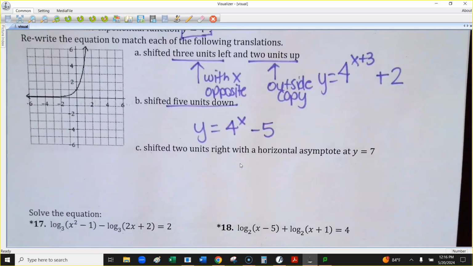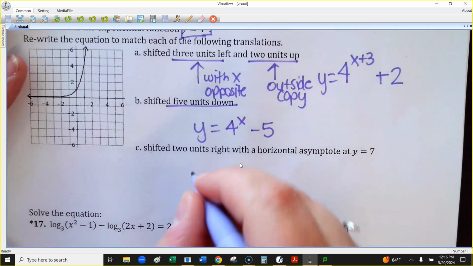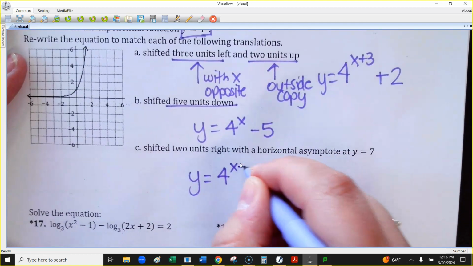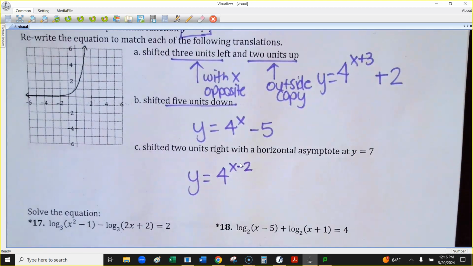Now, this one says 2 units to the right, so to me that thinks positive 2, but it actually looks like a negative 2 in the exponent: 2 units to the right, x minus 2 in the exponent.